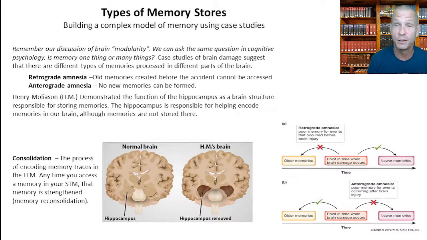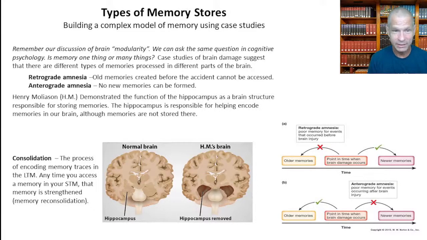On the other hand, there are some people who may have an accident or a problem with their brain, and they can remember things that happened before the accident, but they can't form new memories, and we'll call that anterograde amnesia. So, one of the first things we learned about memory came based on this idea of retrograde versus anterograde amnesia.